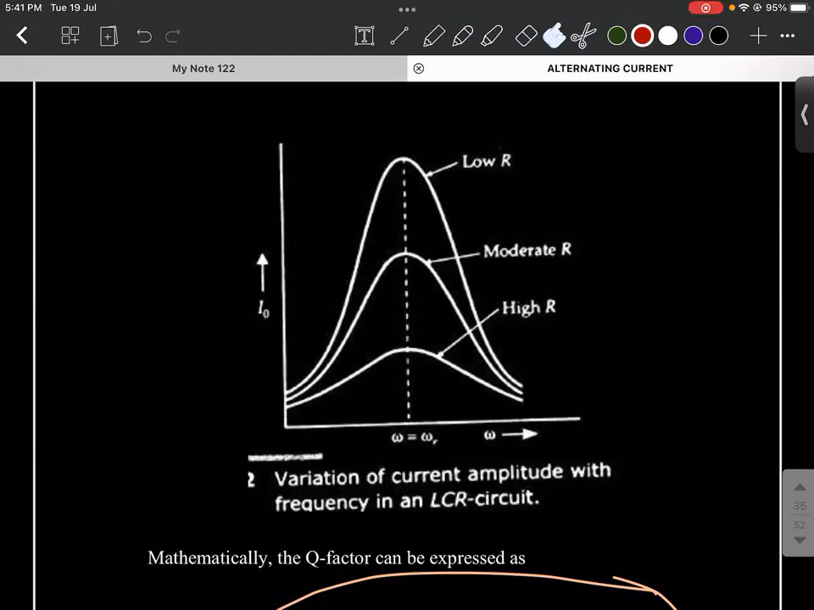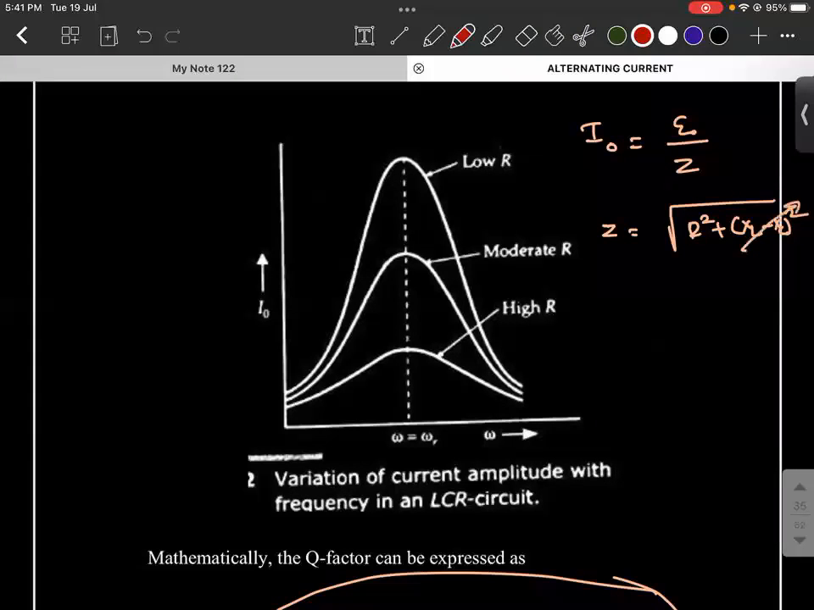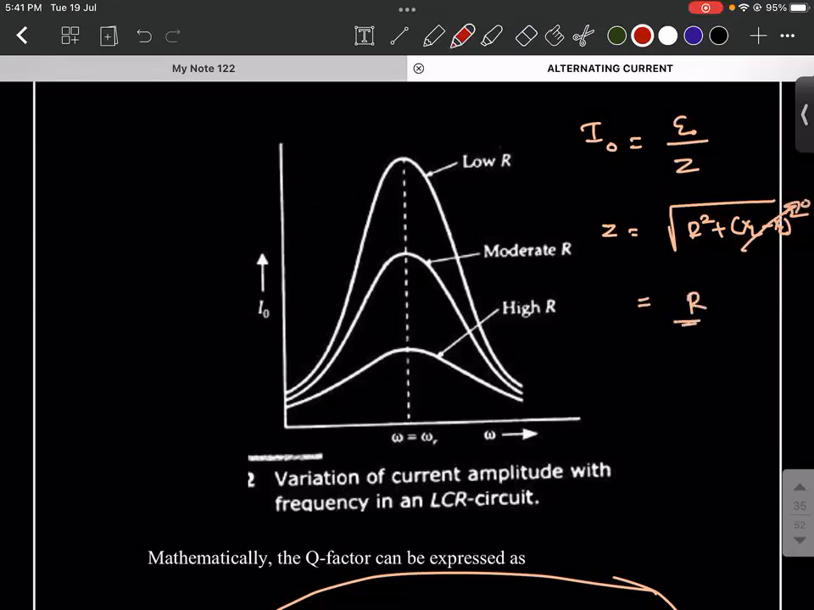One is when the resistance is less. But before that, I want to tell you one important point. I told you I naught is equal to E naught divided by Z, right? This is for a series LCR circuit. But in resonance condition, what is happening to Z? Z is equal to root of R square plus (XL minus XC) the whole square. What is happening to XL minus XC? It becomes 0. When it becomes 0, Z is equal to R. So what is the meaning of this?